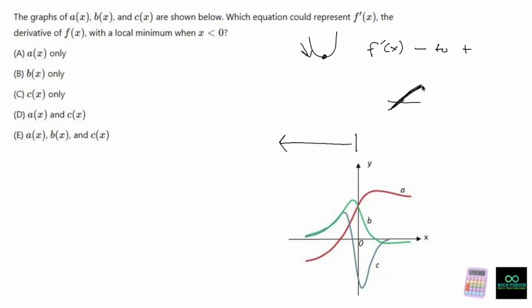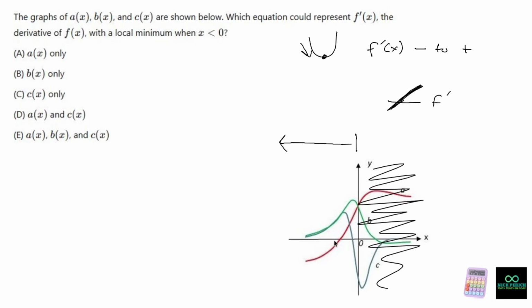So we need something that looks like this. Since these are all going to represent the derivative, I need something that looks like that. Also, I only care about it happening when x is less than 0, so none of this matters. It looks like the only graph that does that is this red one, and of course I covered it with my pen. The red one is A. A is the only one that goes through my x-axis on the left side, and it goes from negative to positive. So we're going to stick with A only.